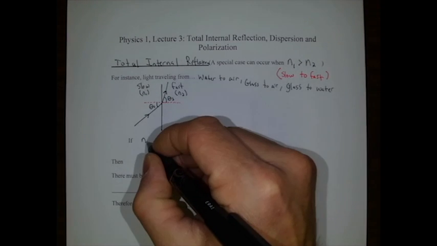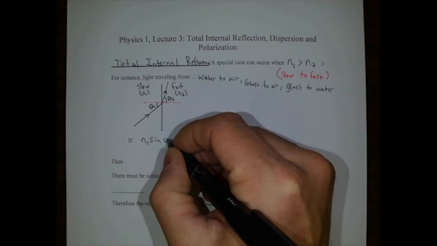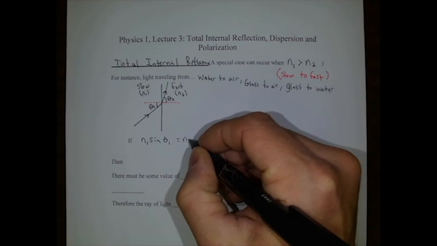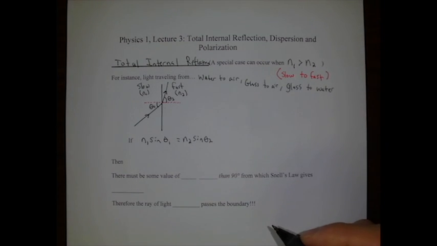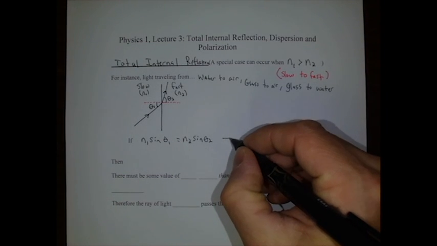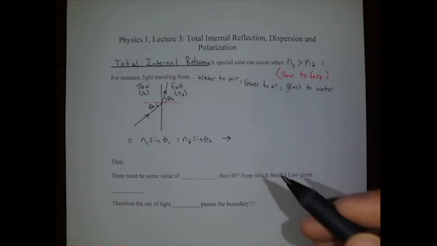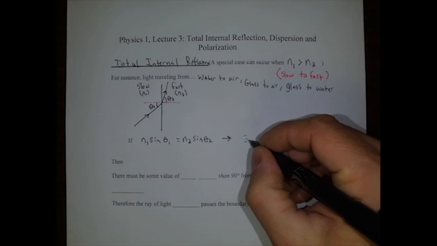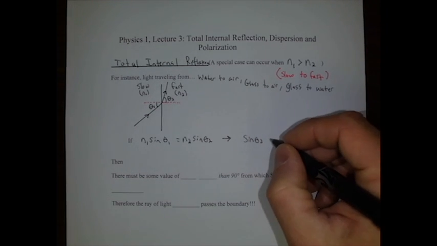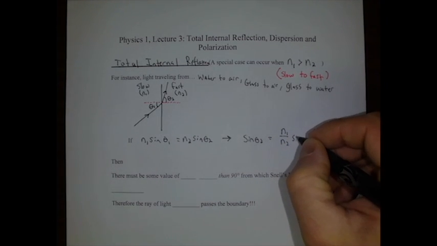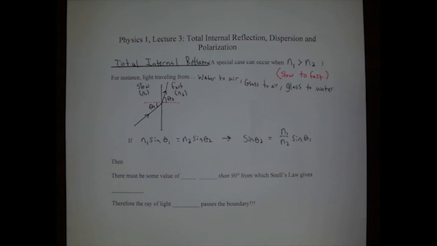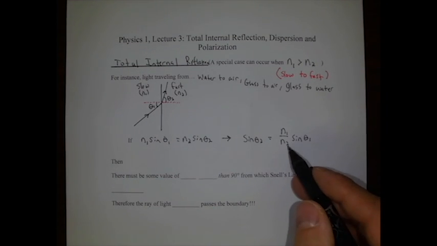I know Snell's law describes this: N1 sine theta 1 equals N2 sine theta 2 to represent this relationship. If I'm interested in knowing the angle of refraction, theta 2, I can get sine theta 2 by itself. So sine theta 2 is going to be equal to N1 over N2 times sine theta 1. So just algebraically rearrange that in terms of the two indices of refraction.